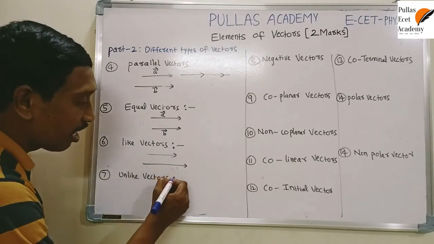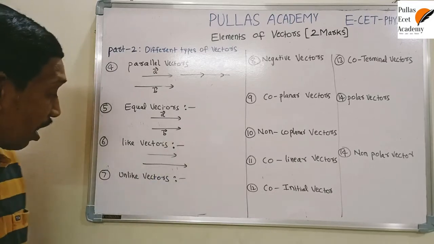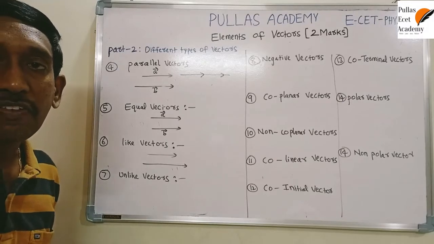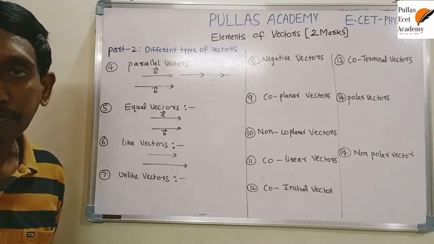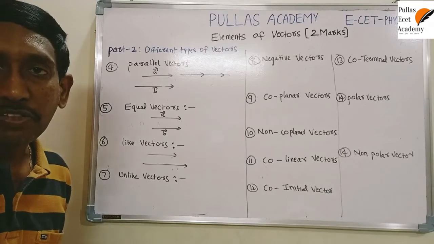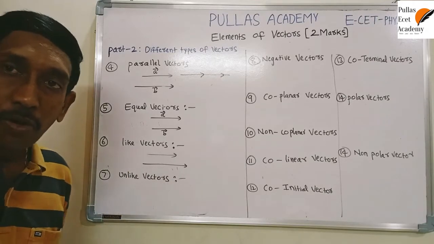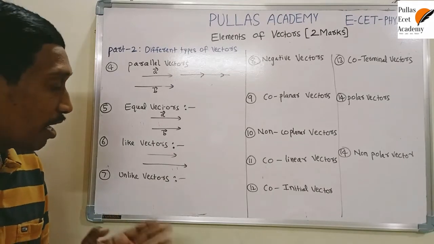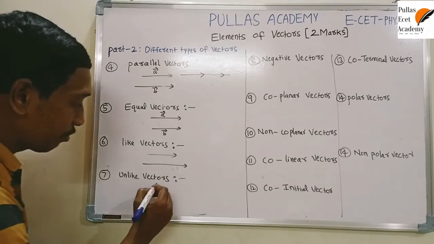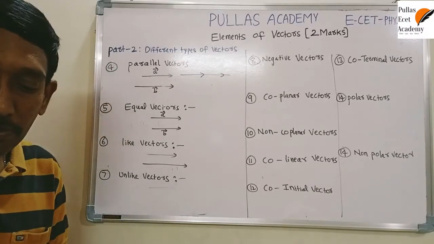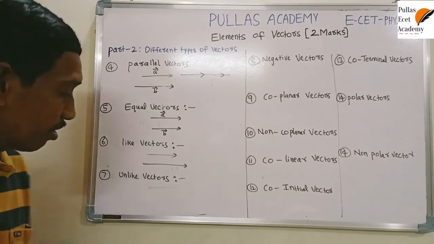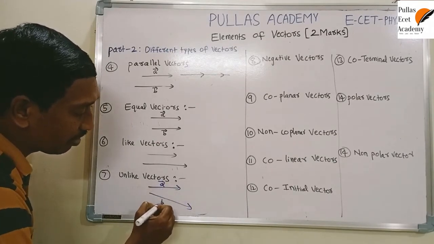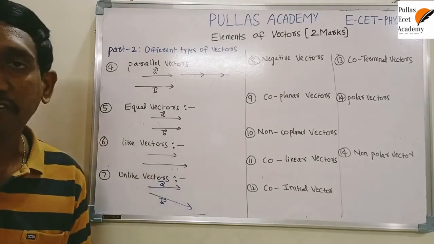But what do unlike vectors mean? Unlike vectors means if the direction of the given two vectors is different, with different magnitudes, they are called unlike vectors. If the direction is different, whether the magnitude is similar or not, they are called unlike vectors. That means this is one vector, and suppose in this way this is another vector, a bar vector, b bar vector. Directions are different, that's why these are unlike vectors.